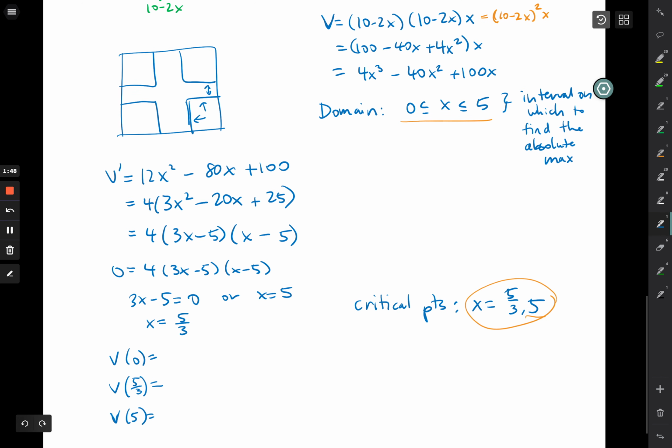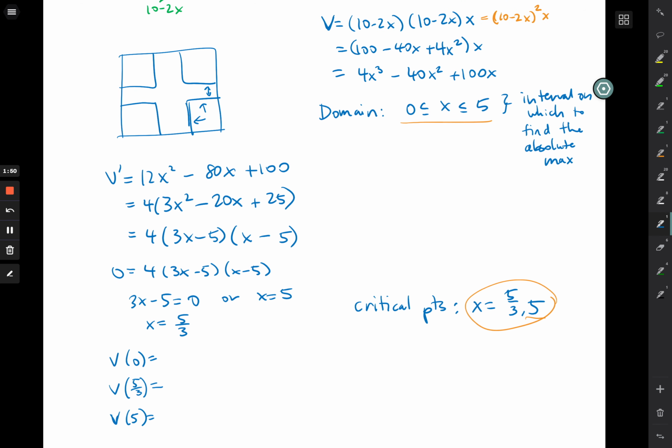Okay, now looking at our formula for V, we plug in 0 and it should be somewhat clear that we get 0 in that case. Next, we want to evaluate V at 5/3, so plugging in, we will get 10 minus 2 times 5/3 quantity squared, and then multiply by another 5/3.